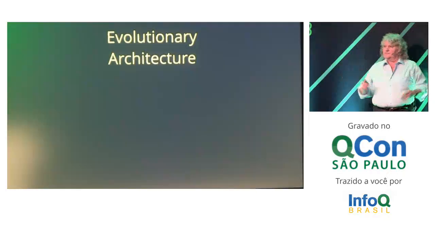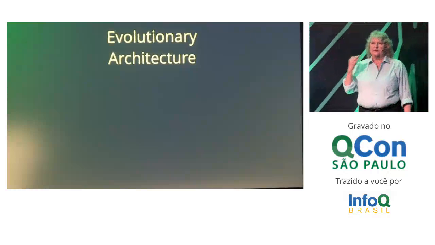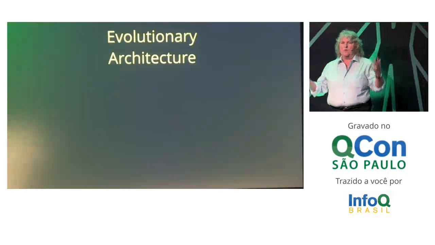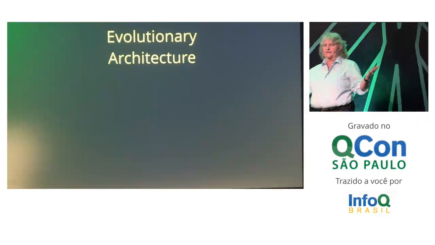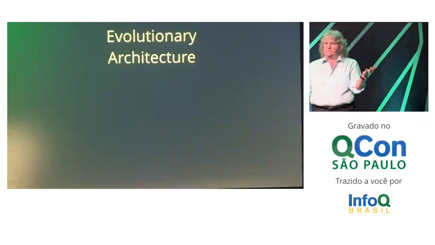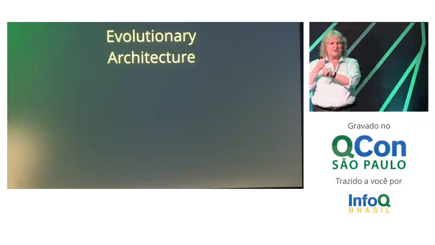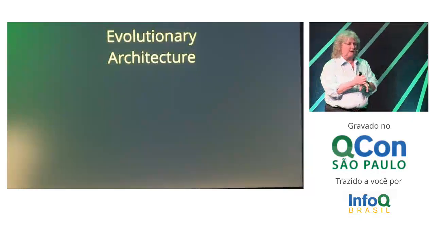So, this is a whirlwind tour of evolutionary architecture. But what happens if you're sitting with a legacy system? If you're sitting with a greenfield system, it's pretty clear. The first thing you do is to define what is going to constitute good.